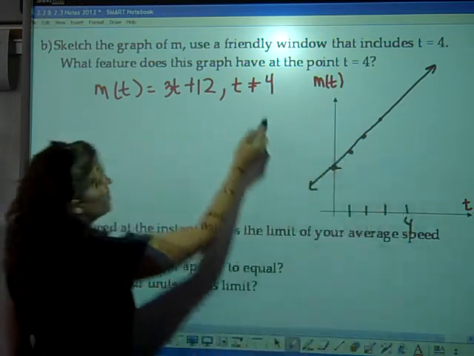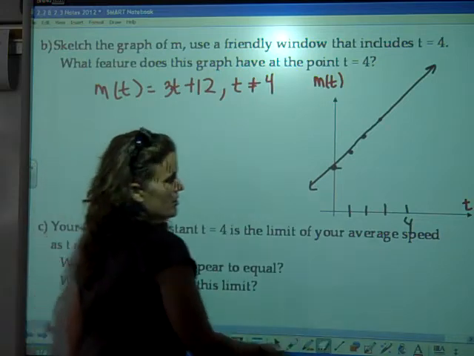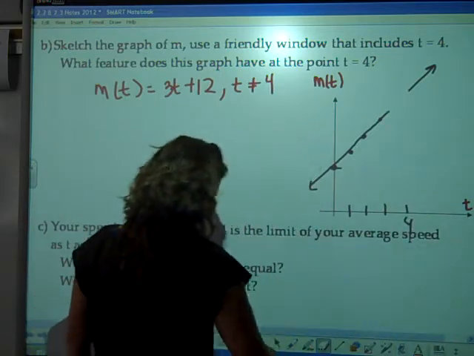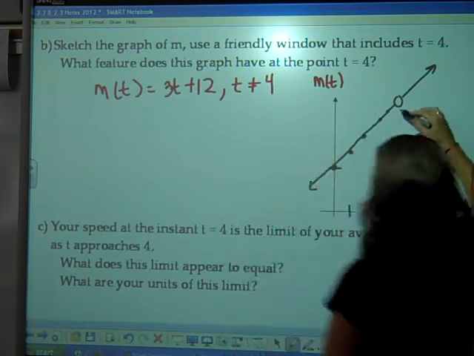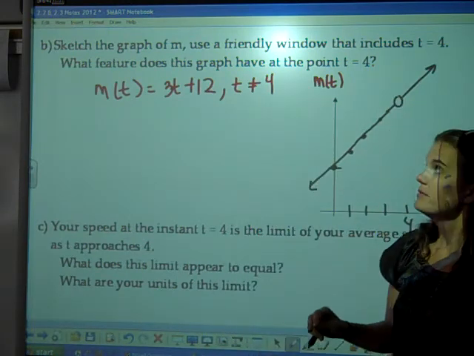But here at 4, we need to remember that t could not equal 4. So we're really dramatic about that. And here at 4, we'll draw an open circle showing that that value is not included in m of t.